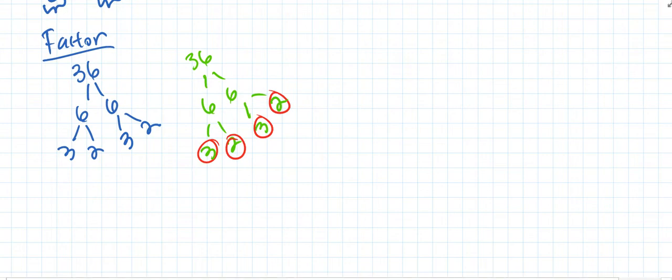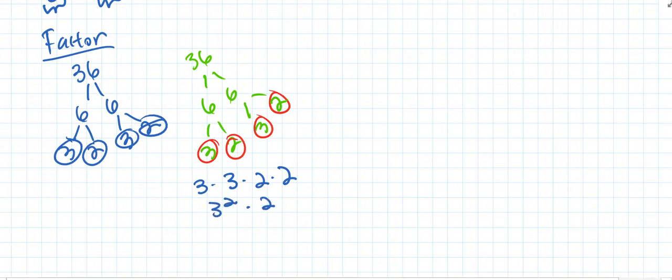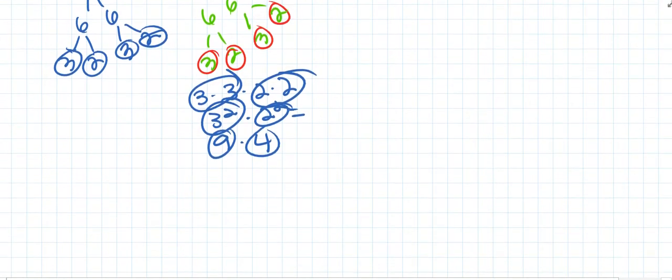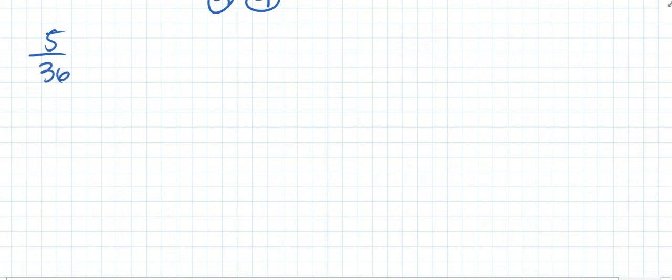Your prime factors for 36 are 3 times 3 times 2 times 2, right? 3, 3, 2, 2. Or 3 squared times 2 squared. Or 9 times 4. You see, they are all equivalent. And this is why prime factorization is so useful in algebra. So let's say we're given the fraction 5 over 36 and we have to add 7 over 120.